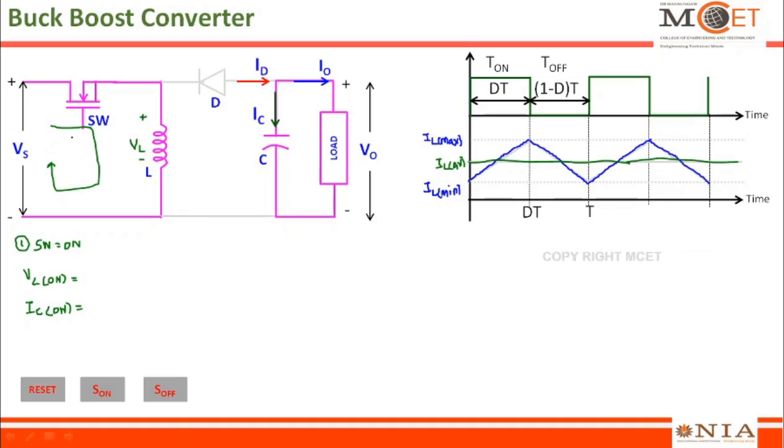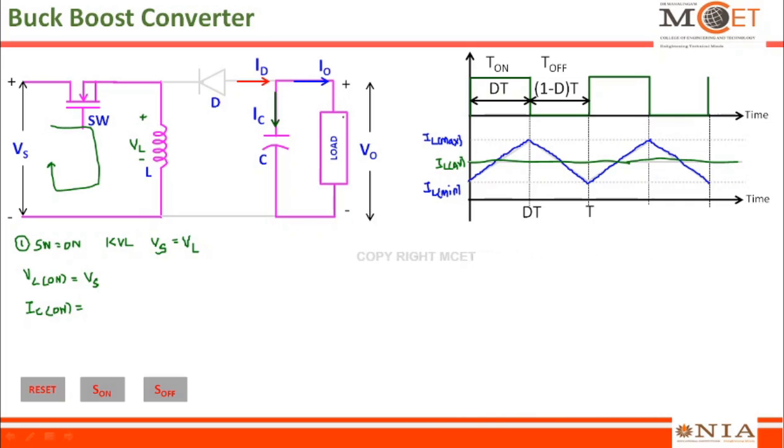When I try to write the Kirchhoff's voltage law expression for this loop, I can write Vs, which is the potential rise. You can see that the current direction is moving from negative to positive, whereas if it is looked at the inductor voltage, it is moving from positive to negative. So Vs is equal to VL. So VL on is nothing but Vs. So this is the expression number 1.